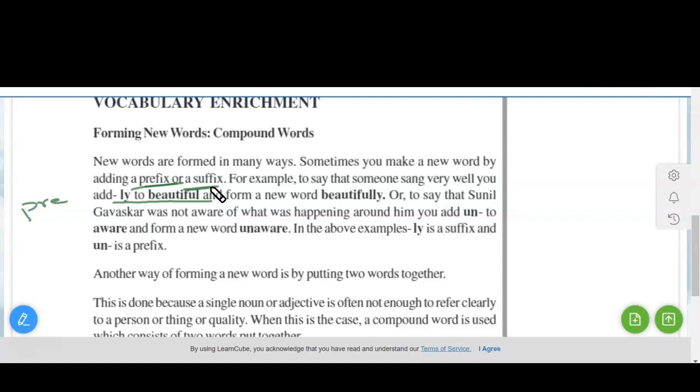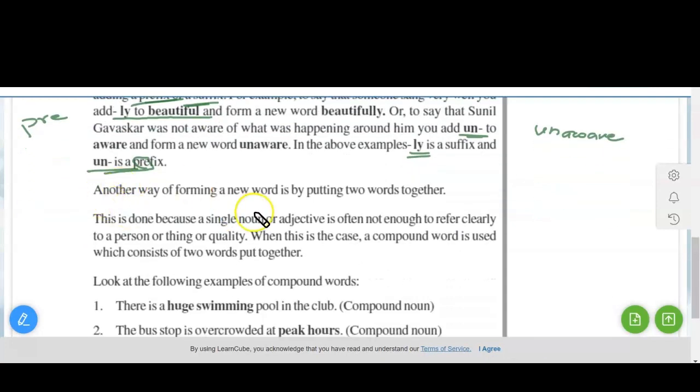Or to say that Sunil Gavaskar was not aware of what was happening around him, you add an un to aware. When you add un to your word aware, what it becomes? Unaware, and form a new word unaware. So we call which is added at the end suffix, which is added in the front before the word is a prefix. Pre means before.